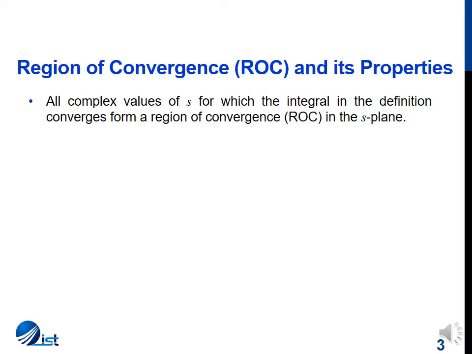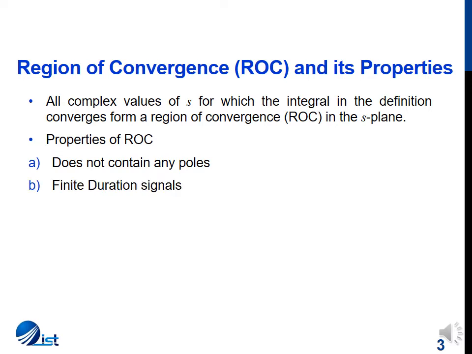So this region of convergence we discussed had certain properties. What were the properties of the ROC? First of all, the ROC does not contain any poles. So F of s will not have any poles in the ROC; the ROC is exclusive of poles. If we have a finite duration signal, the ROC is the entire s-plane. If we have a left-sided signal, the ROC is inside the innermost pole. If we have a right-sided signal, the ROC is outside the outermost pole.